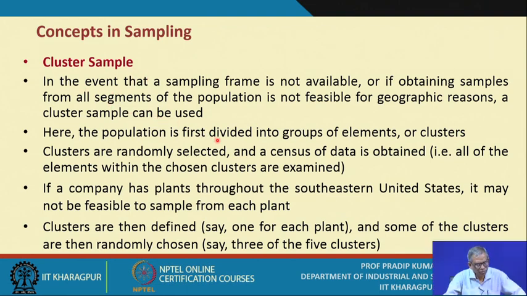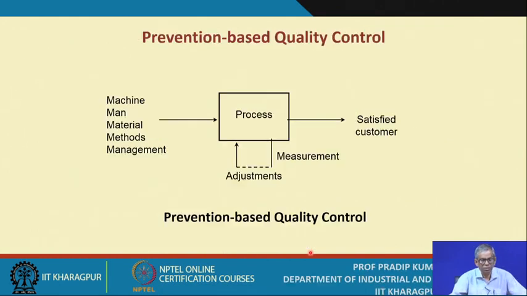Okay, the cluster is formed, and many a time you come across situations where clusters are formed. Many a time, the entire population is grouped into several clusters based on certain characteristics. So, if a company has plants throughout the southeastern United States, it may not be feasible to sample from each plant. Clusters are then defined, say one for each plant, and some of the clusters are then randomly chosen, say 3 of the 5 clusters. Is it okay? So, this is the concept of sampling.